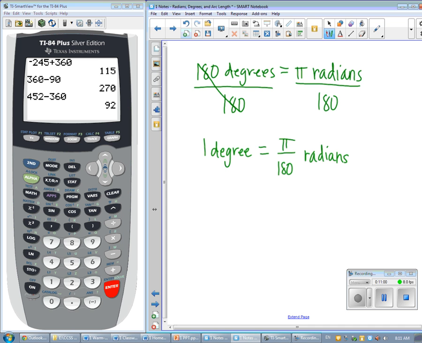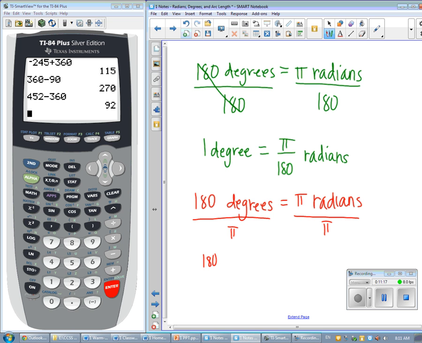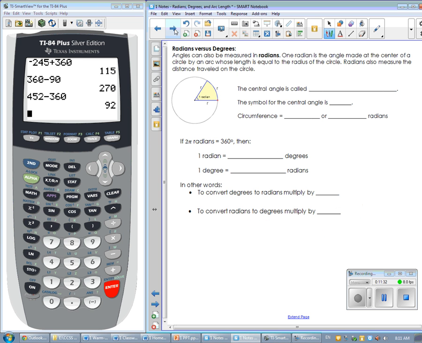I could also go the other way. If I want to figure out what 1 radian is worth, again, I'm going to start off with the same relationship. I know that 180 degrees is equivalent to pi radians. And if I want to solve for 1 radian, I'm just going to divide both sides by pi. And so I get 180 over pi degrees is equivalent to, those are going to cancel, 1 radian. And this is the conversion that you will use when you want to switch degrees to radians and radians to degrees. Okay, and I'll go through that in just a second.